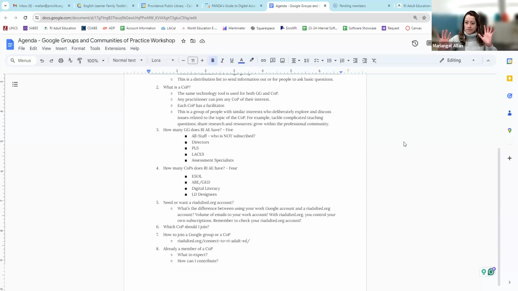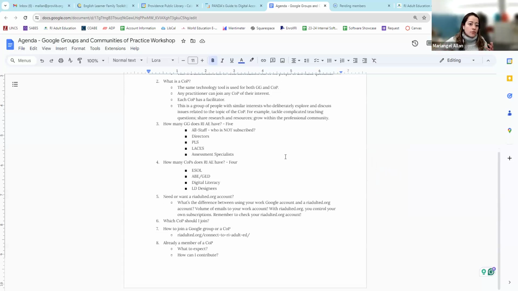So does that at least help you to see a little bit of a difference between what a Google group is and a COP is, even though they share the same foundation, right? Same platform, but the purpose is different, and they're organized also in a different way. So how many Google groups and how many communities of practice does Rhode Island Adult Ed have?